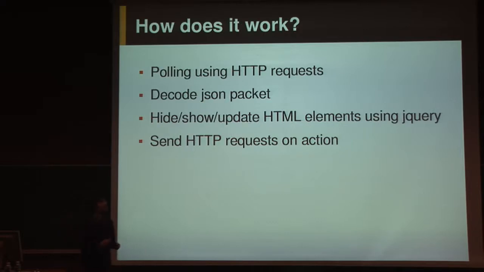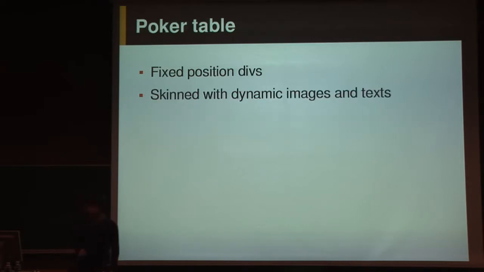So how does it work? It polls the poker server using HTTP requests. The server replies with a JSON packet. And then from that JSON packet, it decides to hide or show an HTML element, or to craft a new one, or to update an existing HTML element. And when you click a button, like a regular input, it sends JSON back to the server.